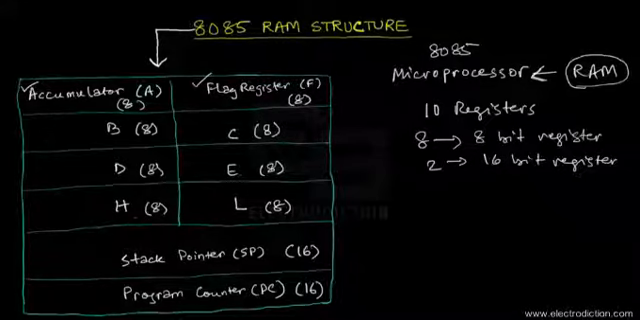So let's take a look at how the accumulator functions. Let's take up an example for the ease of your understanding. Let's say we want to add two numbers. Let's take a number, say 3AH, and another number, 23H. We're going to add these two numbers, that's 3A and 23.